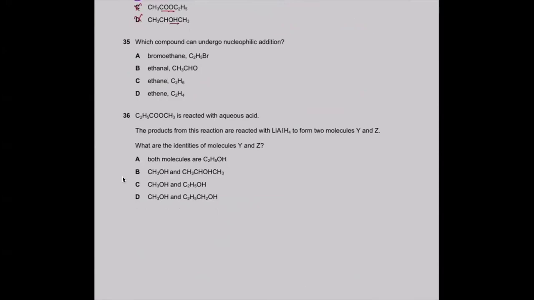Now, MCQ number 35. Which compound can undergo nucleophilic addition? If you recall, nucleophilic addition is undergone by either aldehyde or ketone. So C and D go wrong because one is a halogenoalkane and one is an alkene. So B is the correct answer.